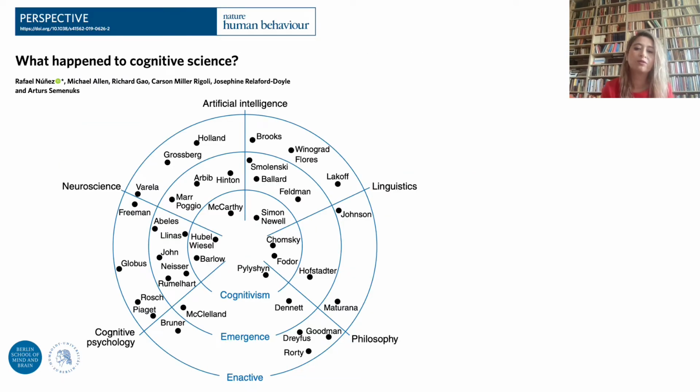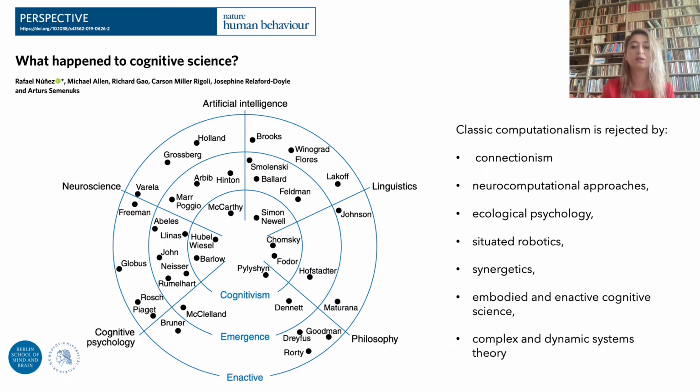While the notion of neural representation is endorsed by many in applied and computational cognitive neuroscience, it is not held across the board. The traditional computational approach is rejected by connectionism, some neurocomputational approaches, ecological psychology, situated robotics, synergetics, and embodied cognitive science or complex and dynamic theory.